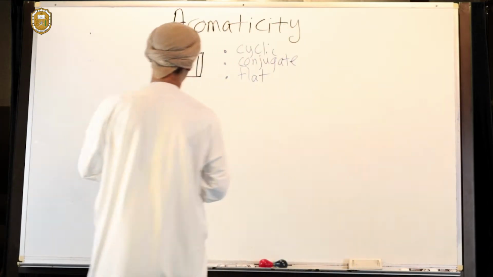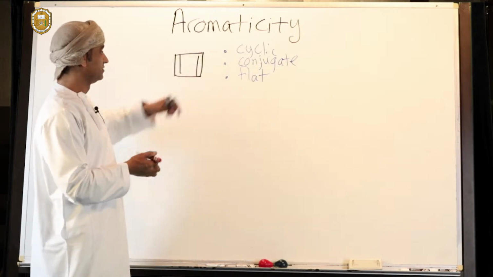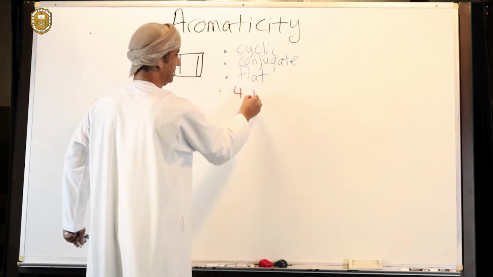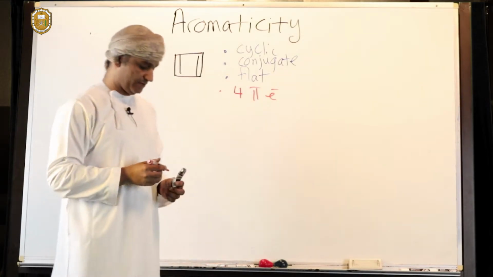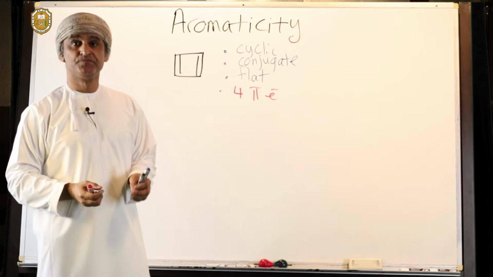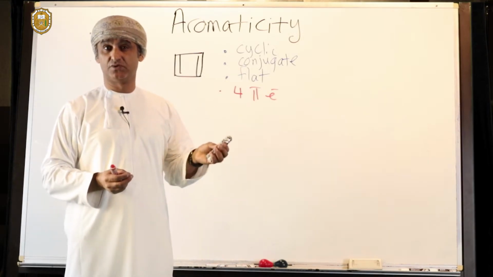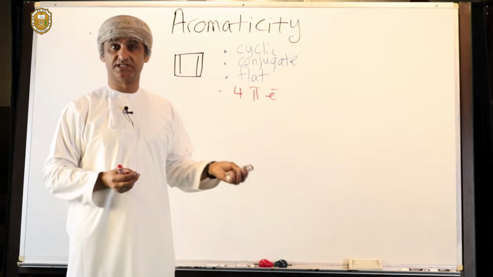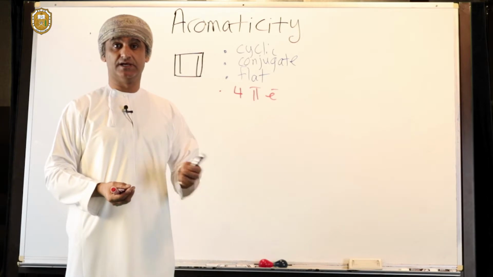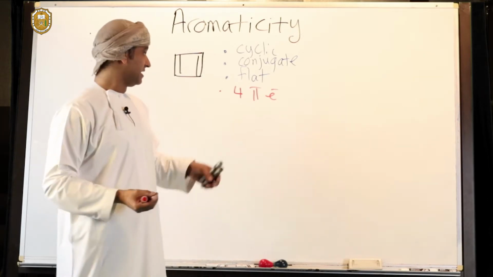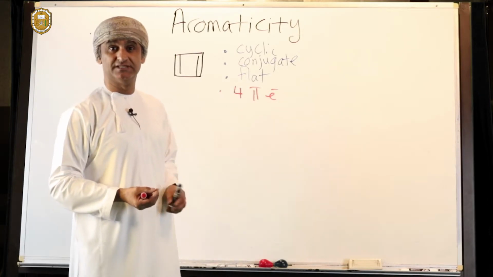Is it 4n plus 2? Well, the number of pi electrons here is actually 4. Of course, 2 here and 2 here. So there are 4 pi electrons. We need to check that this is in accordance with the Huckel rule. And if you recall, if n is 0, of course, the 4n plus 2 is 2. If n is 1, 4n plus 2 is 6. So 4 is actually in between. So this cannot be aromatic.